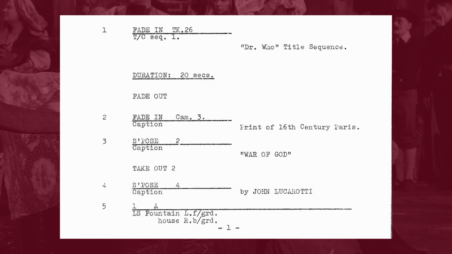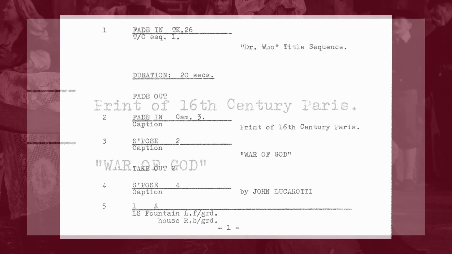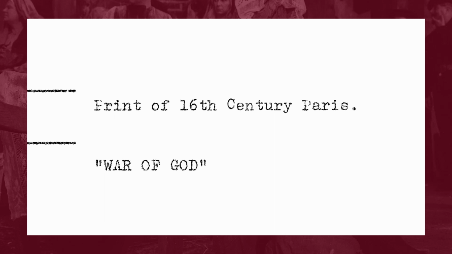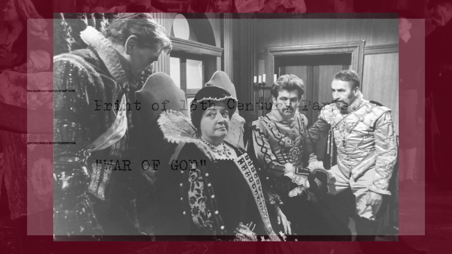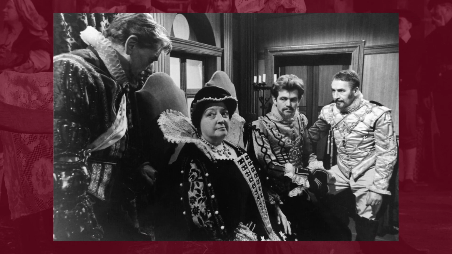According to the camera script, at the start of all 4 episodes, there was a 16th century print of Paris, and the title captions were overlaid on top. But beyond a description of a 16th century print of Paris, there is no indication of what print this was and how it looked. So how was this mystery solved?